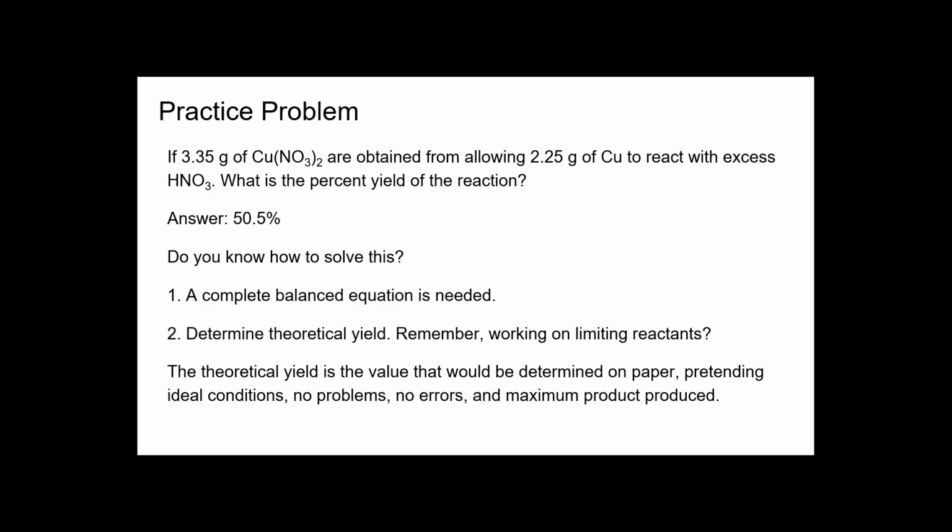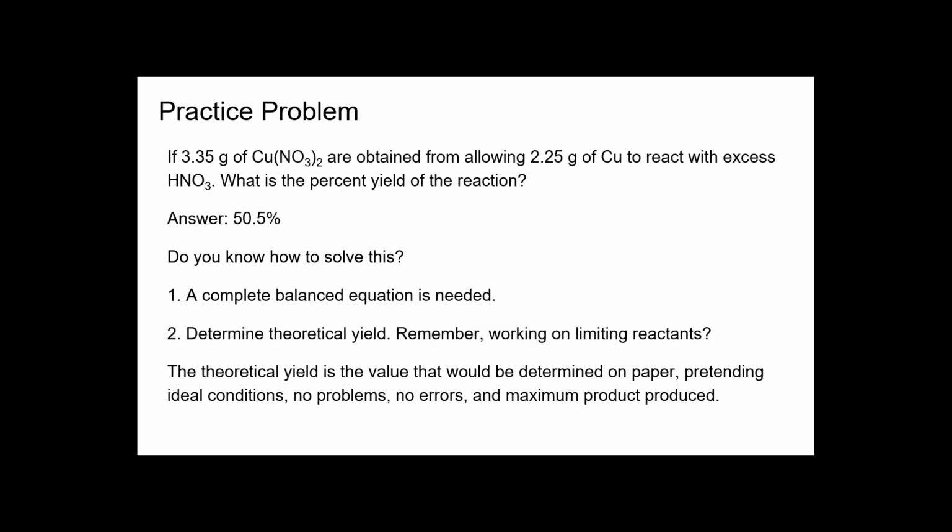Here's a practice problem that was given to you in the PDF. It gives you the answer. It gives you a brief summary of how to solve this, but doesn't give you the breakdown, and I don't like that. So I'm going to break this down for you. If 3.35 grams of copper(II) nitrate are obtained from allowing 2.25 grams of copper to react with excess nitric acid, what is the percent yield?